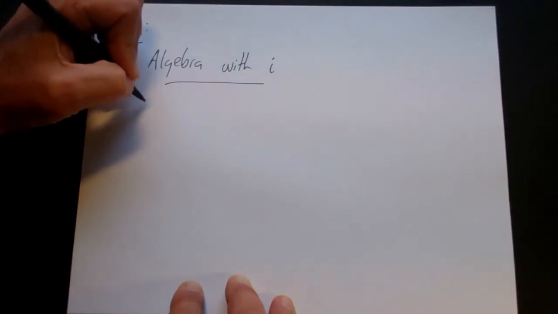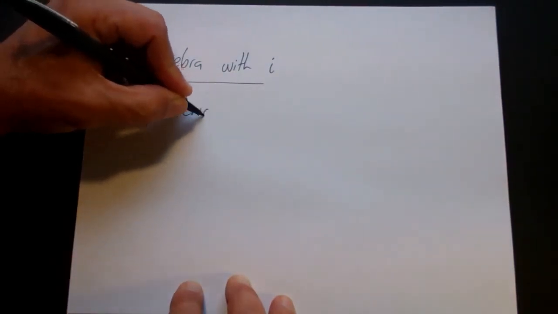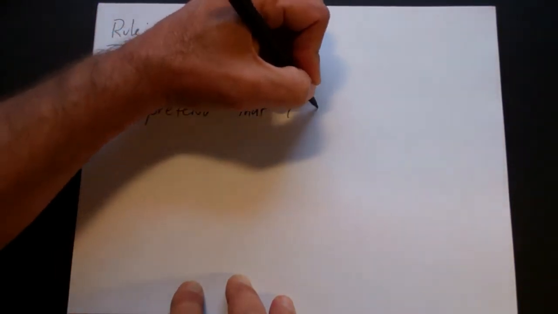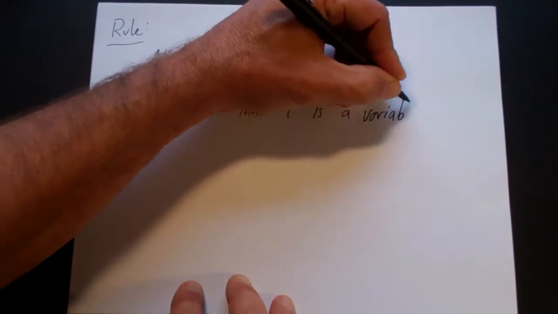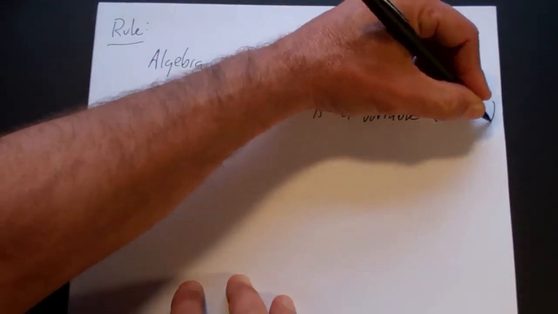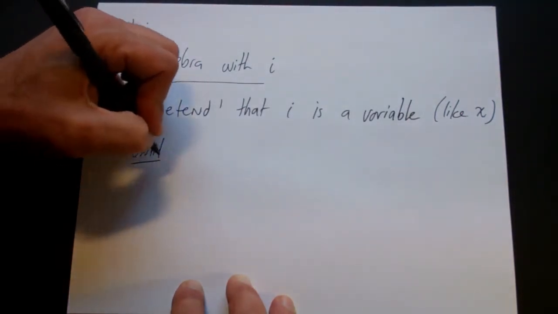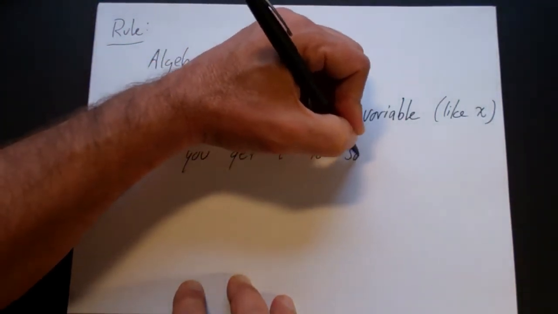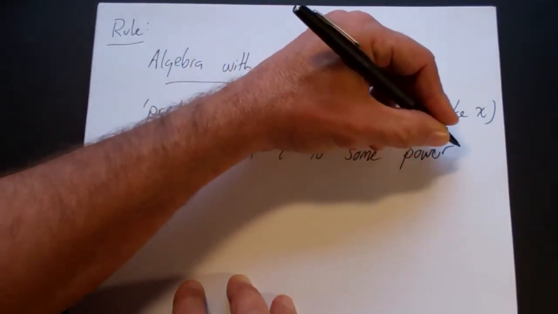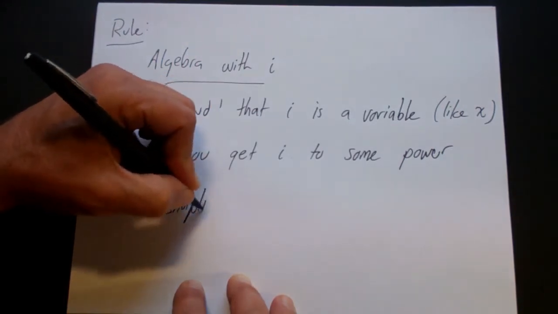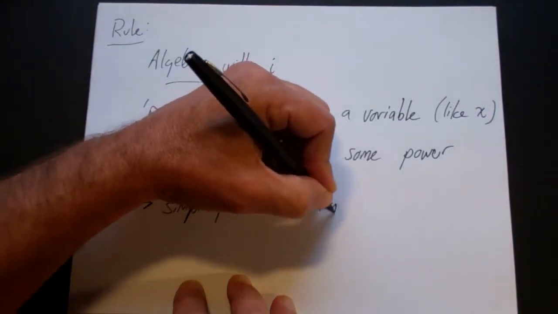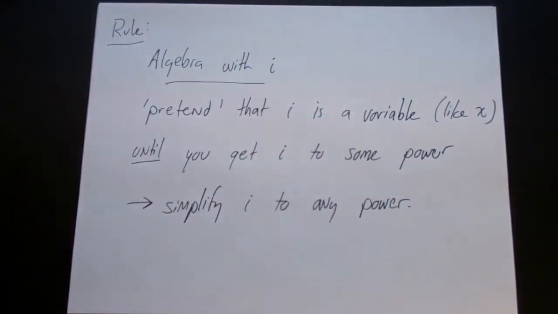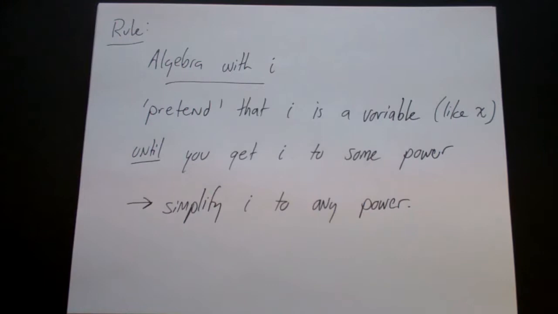To do algebra with i, you simply follow this rule. You pretend that i is a variable, like x, until you have i to a power. And then you can always simplify. So that may not make sense at first, but as we go through examples, it will, and that rule will always work. Anytime you're doing algebra with i, you pretend that i is a variable, like an x, until you get i to some power, and then you're going to just simplify it.